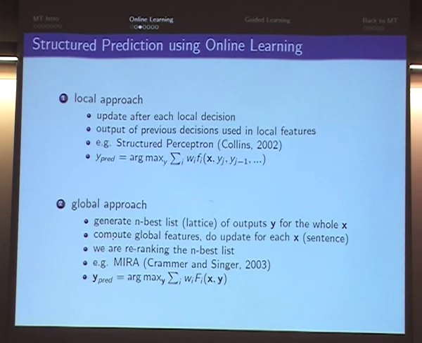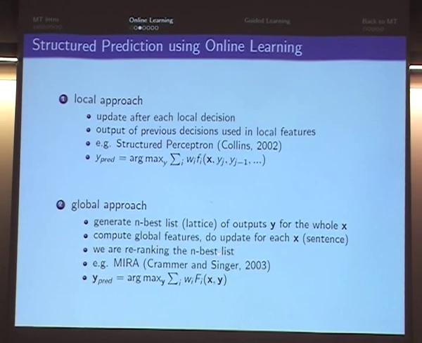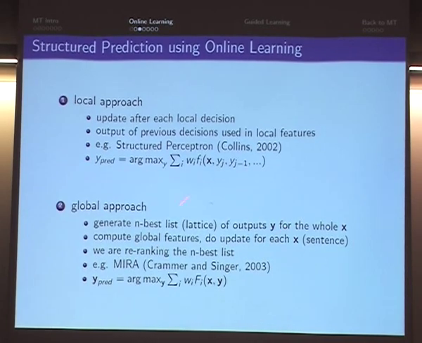And then you compute global features on each member of the n-best list, and you can think of it that you do re-ranking of the n-best list. Using the features, you do one update on the whole n-best list. So the difference is in online learning, here you do update of weights after each sub-problem, here only when the whole, let's say, sentence is solved.